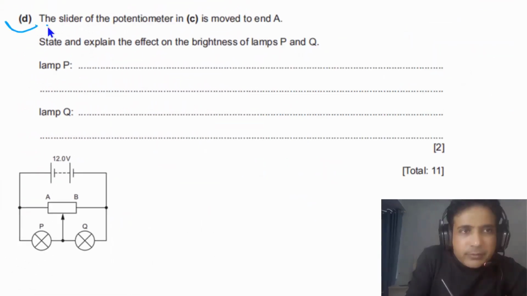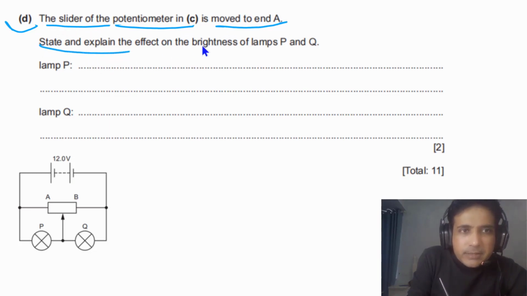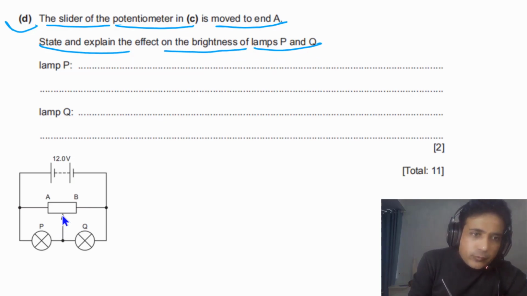For part D, it is given to us that the slider of the potentiometer in C is moved to end A. State and explain the effect on the brightness of lamps P and Q. If we move this slider to this end, we can draw the lines here and connect this at point A. Now, because this is an ideal wire, the potential at this point will be equal to 12 volts, and the potential at this point also will be 12 volts. This is just a wire, so the potential at this point also has to be equal to 12 volts.